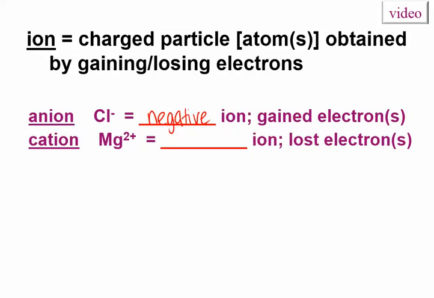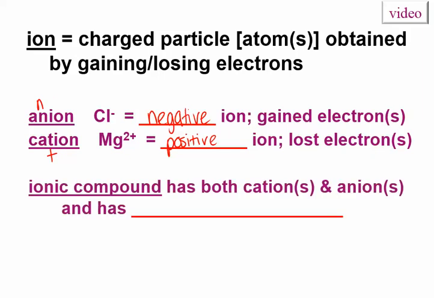A positive ion is a cation. These have lost electrons, so the positive charge comes from the protons they have that are extra or more than their electrons. You need to keep these two names straight. Anion has an N there for negative, and cation has a T, which is kind of like a plus sign. The thing is, when these come together to make a compound, overall the compound will be neutral. It will have no net charge.